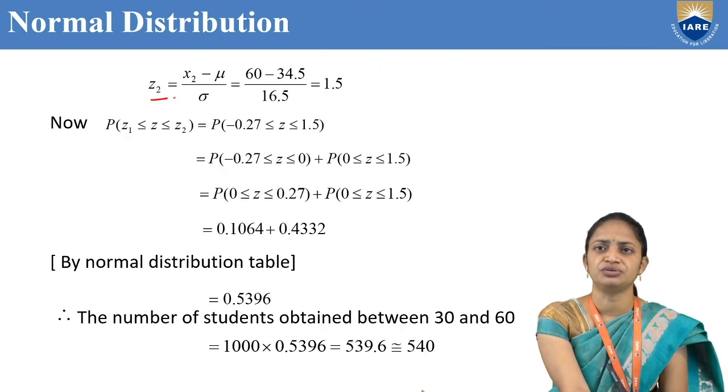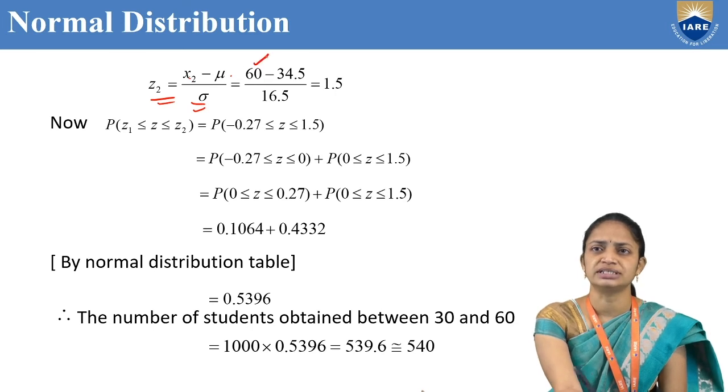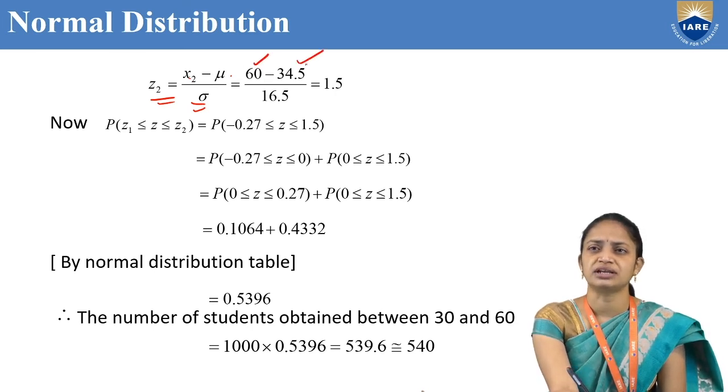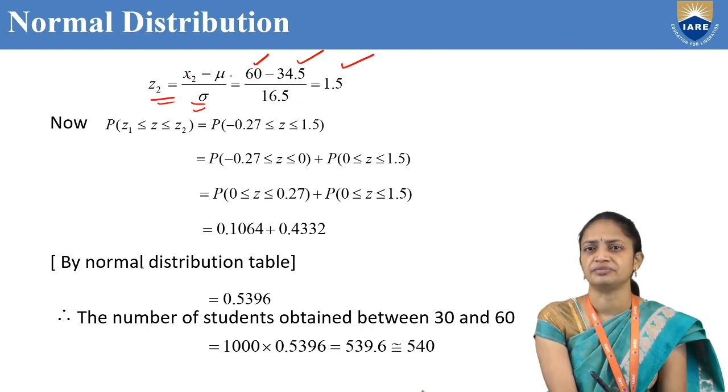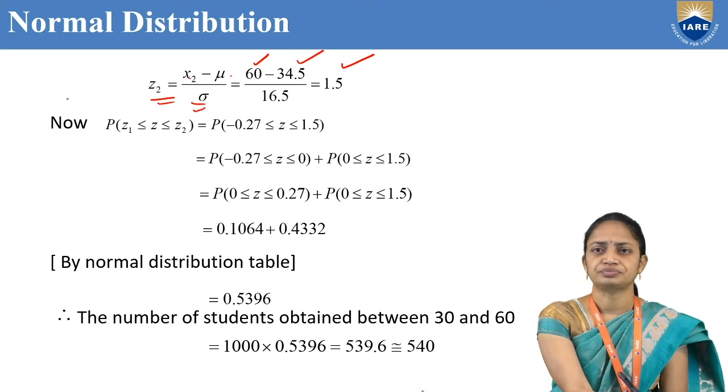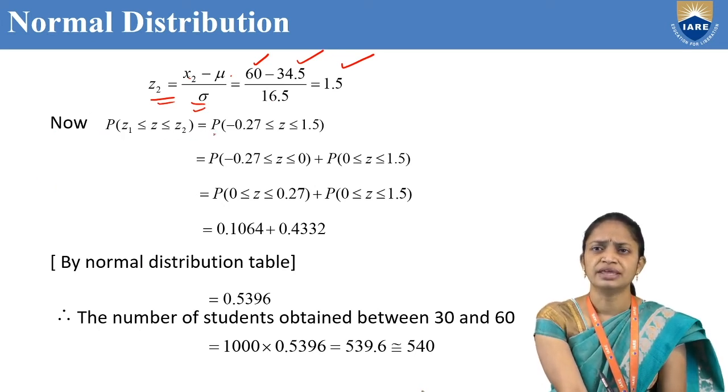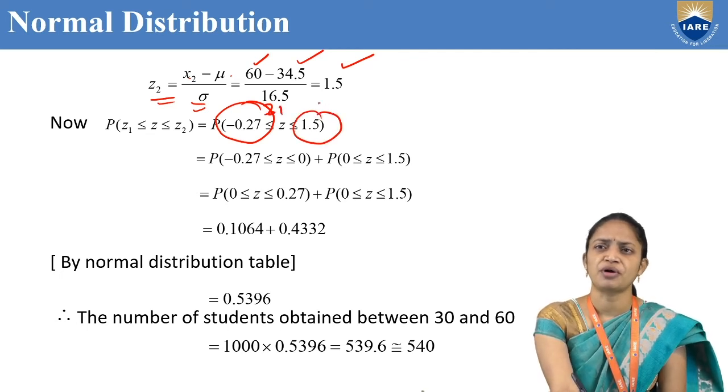Coming to the Z2 value, Z2 equals X2 minus mu divided by sigma. So here X2 is 60, minus mu is 34.5, divided by sigma is 16.5. After simplification we will get 1.5. Now the probability of Z1 less than or equal to Z less than or equal to Z2, where Z1 is minus 0.27 and Z2 is 1.5.